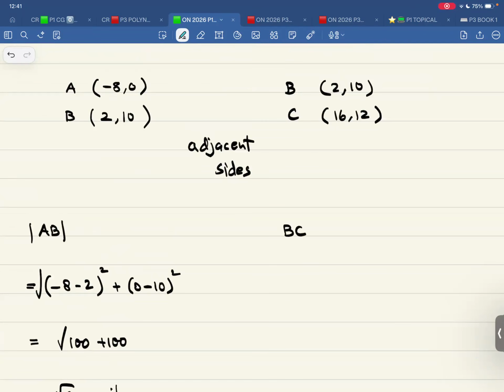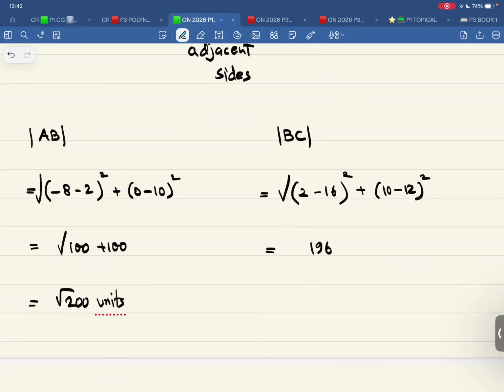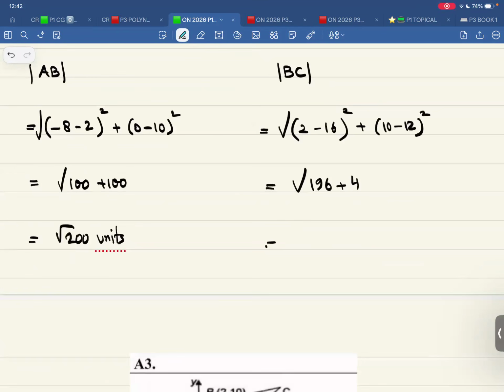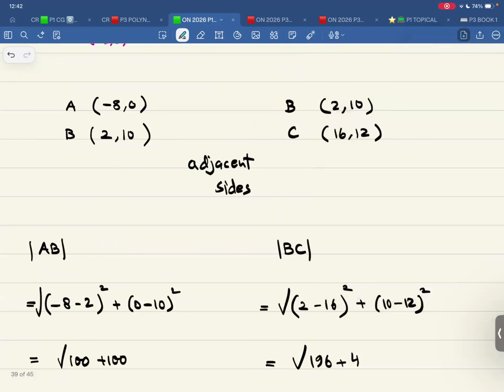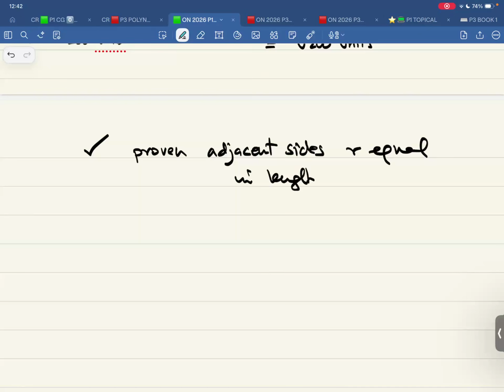Similarly, if I talk about the magnitude of BC, that is equal to the square root of (2 minus 16) whole squared plus (10 minus 12) whole squared. 14 squared is 196, 2 squared is 4, so the square root of 200 units. Now, first thing first, I have proven that the adjacent sides are equal in length. So that is the first thing that I have done.